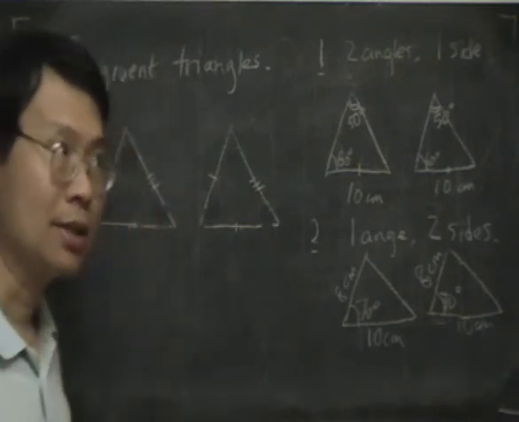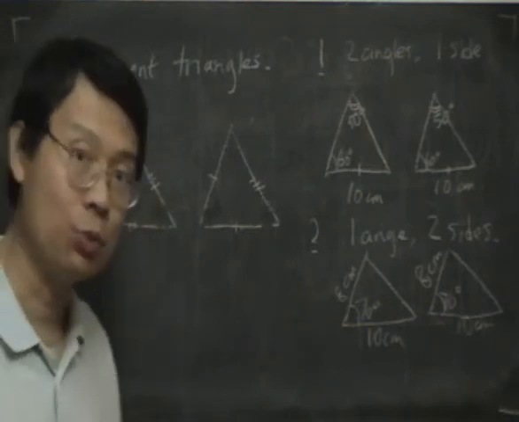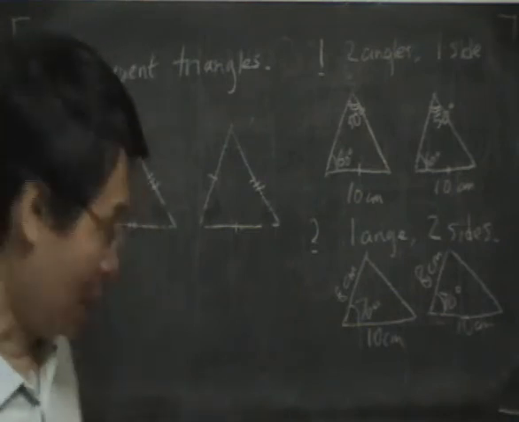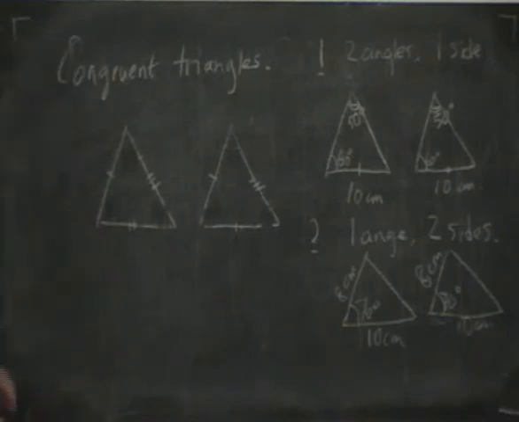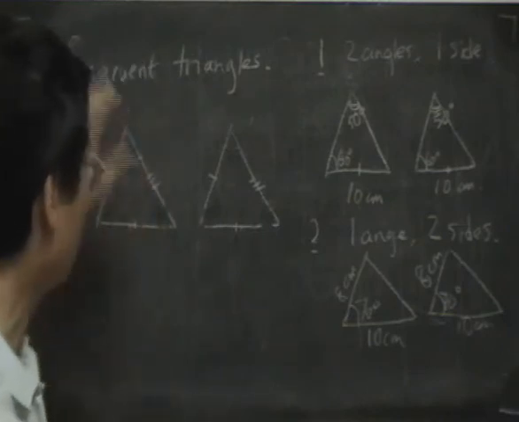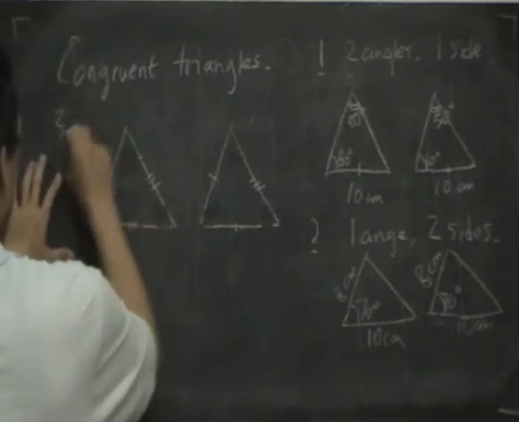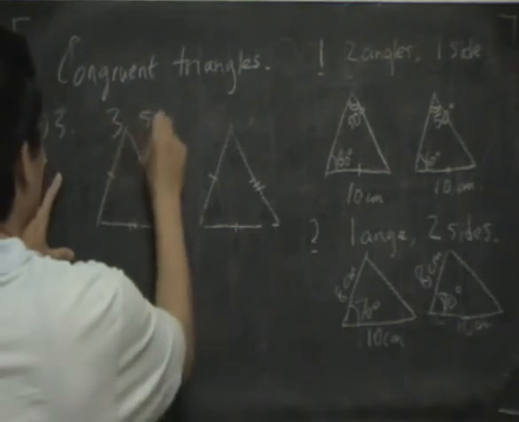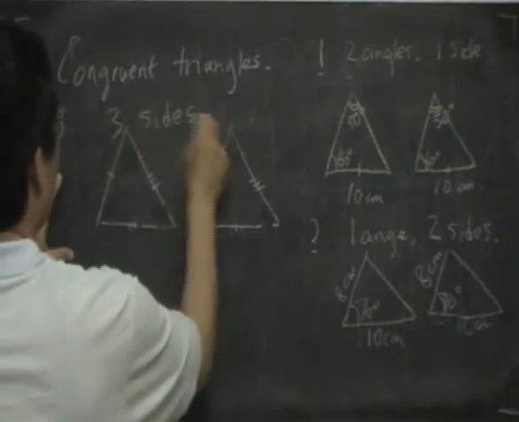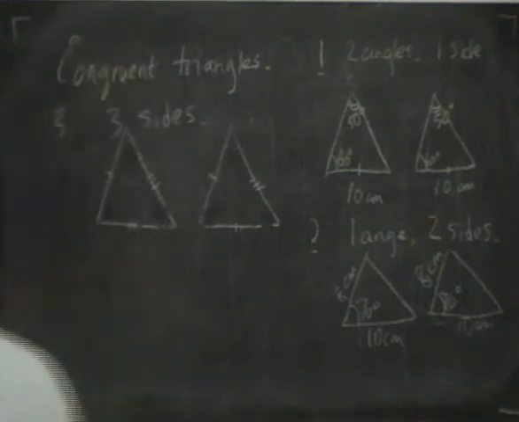then in this case you'll probably need a compass as well. We'll see more of this when we learn constructions later on. But there is enough information for you to actually draw this triangle. So this is one more condition, right? You know the three sides. So if you know the three sides, the triangles are congruent, exactly the same.